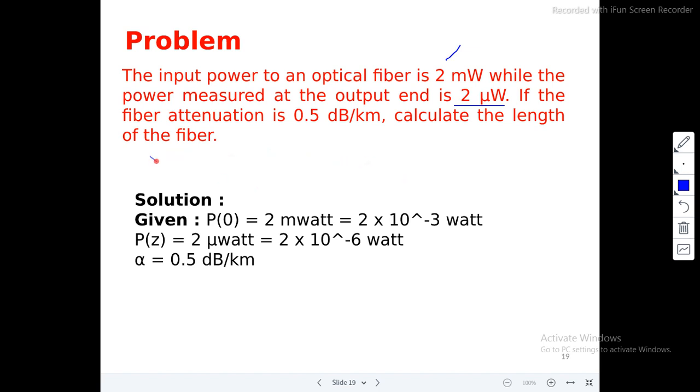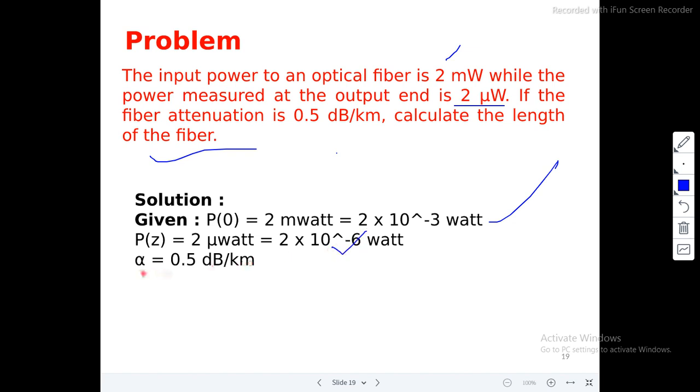From the above statement we can observe the given data. The input power of the optical fiber is given as 2 milliwatts. Input power is nothing but P of 0, so P of 0 is 2 milliwatts. Milliwatts will be converted into normal watts: 2 into 10 to the power of minus 3 watts, that is the standard form. Similarly, the output power is also given: P of Z is 2 microwatts. Micro means 10 to the power of minus 6, so 2 into 10 to the power of minus 6 watts.